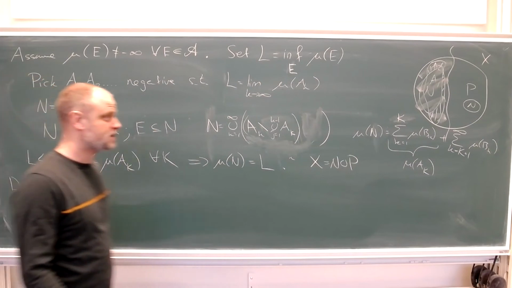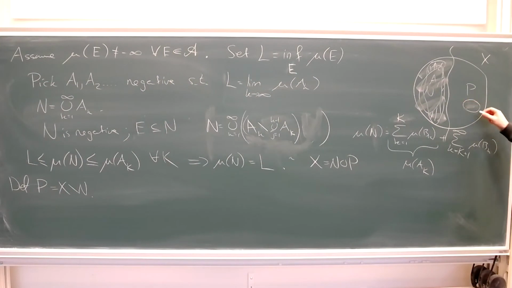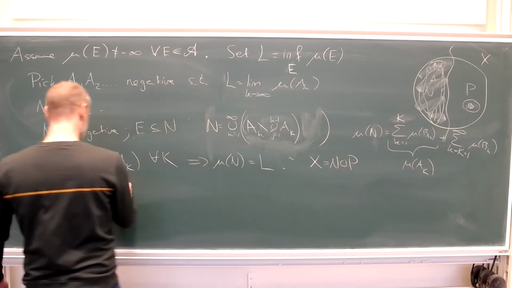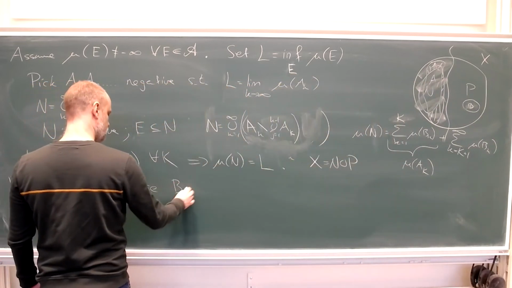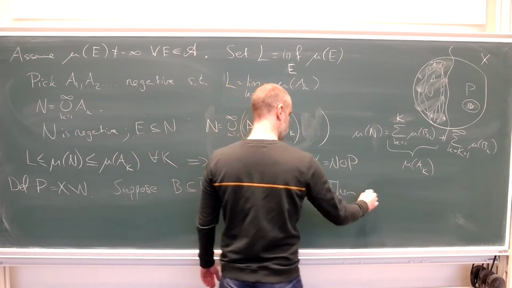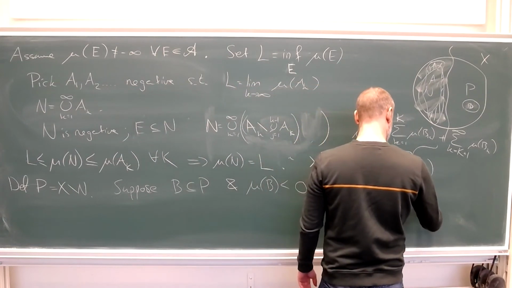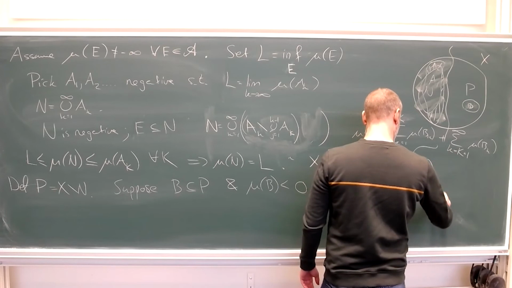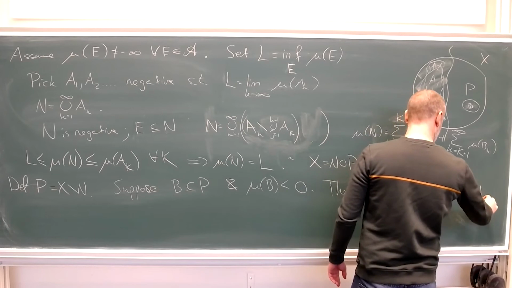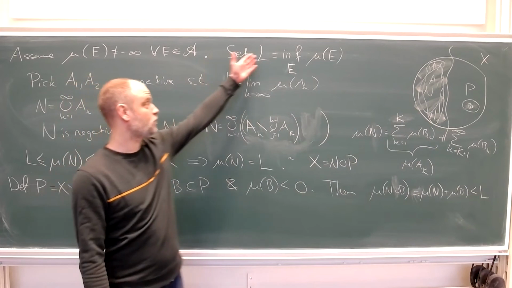Okay, and this is pretty easy. If P is not positive, then you can find some subset, let me call it B, with negative measure. But then mu of N union B is equal to mu of N plus mu of B, which is then strictly less than L, and that is a contradiction because L was the infimum.